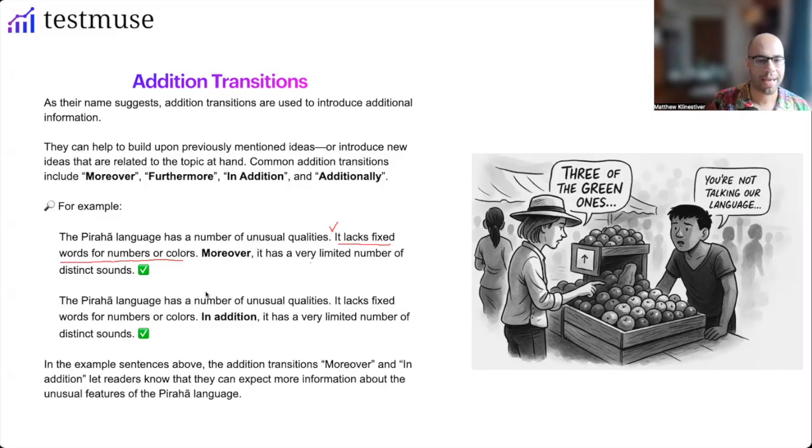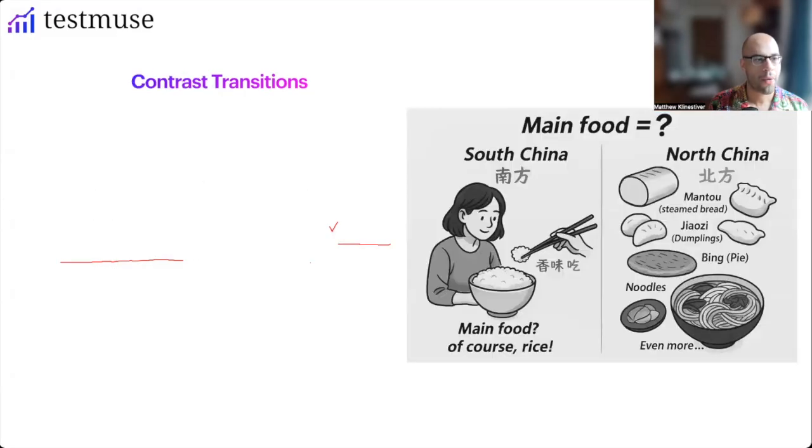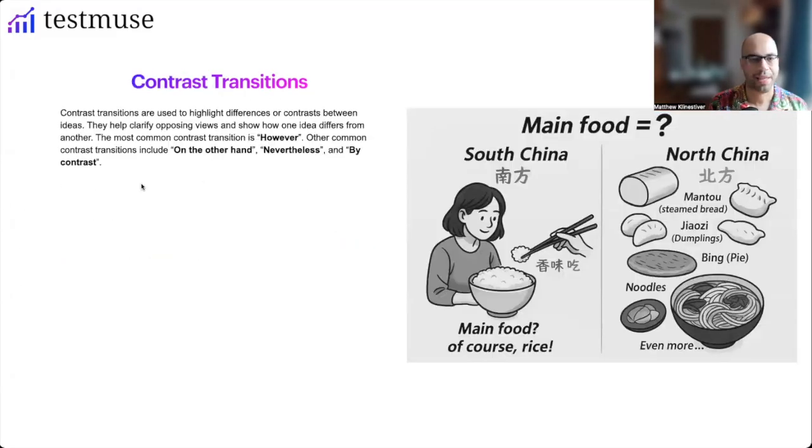So just to summarize, these addition transitions basically tell the reader, I can expect more information like the information that came before this sentence. All right, let's move on to contrast transitions. And again, that comic is going to make sense in just a second here.